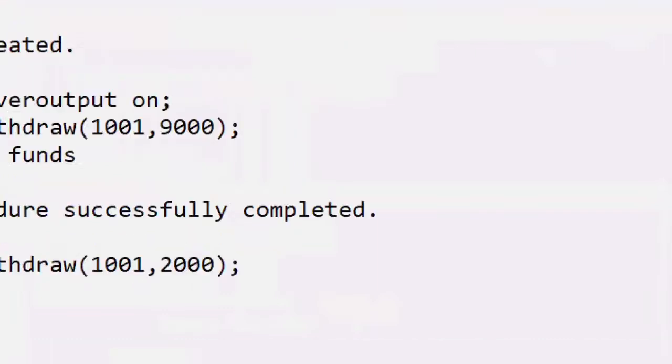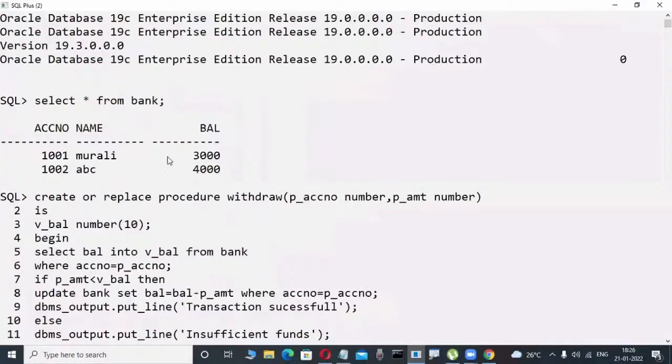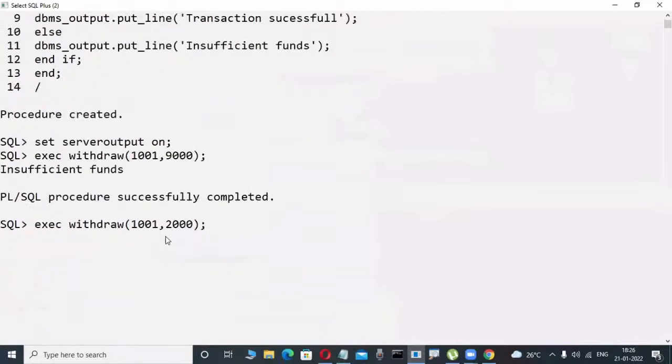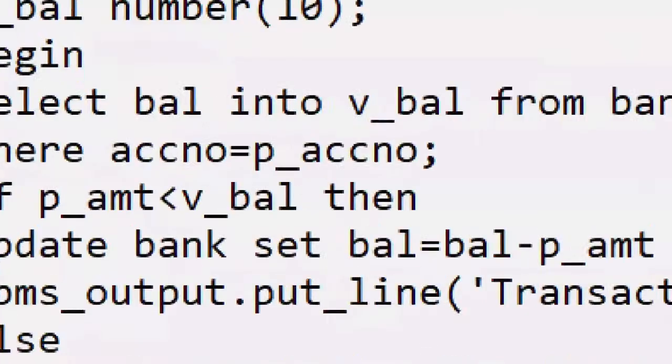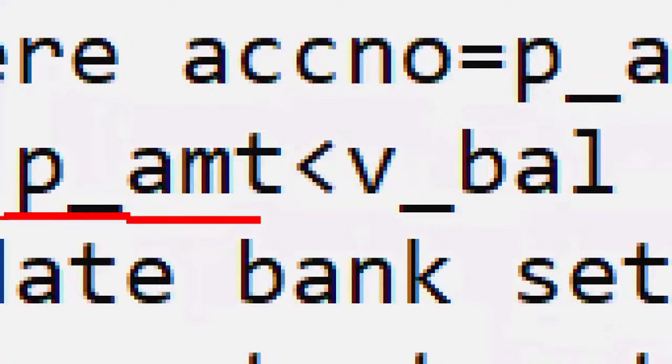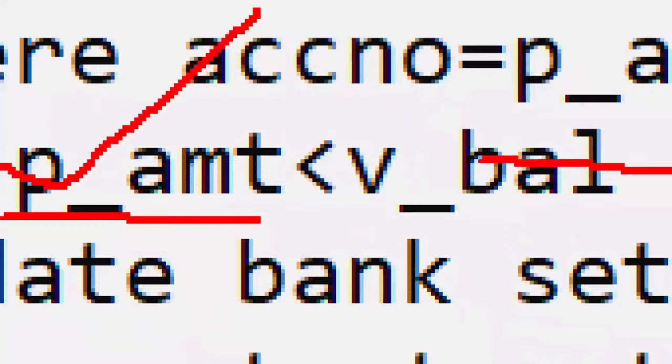Why? Because here my balance is 3,000, but if I try to withdraw 2,000, only that is possible. Whenever the passed amount, 2,000, is less than the available balance, in this case 3,000, then this 2,000 is less than 3,000.